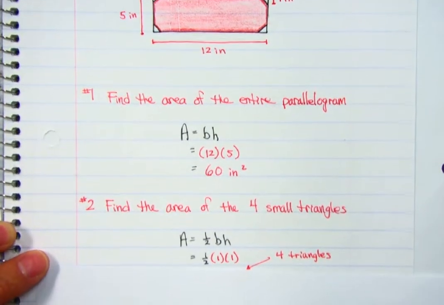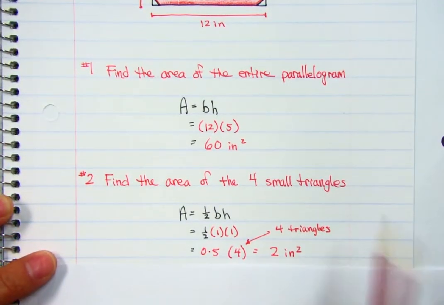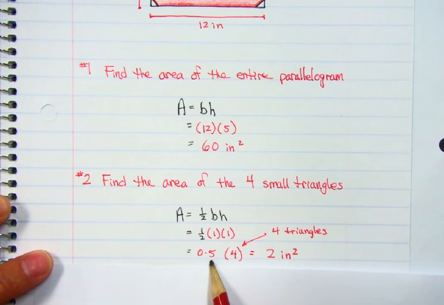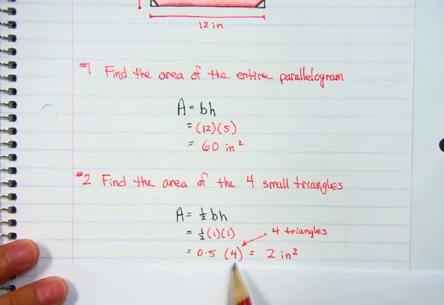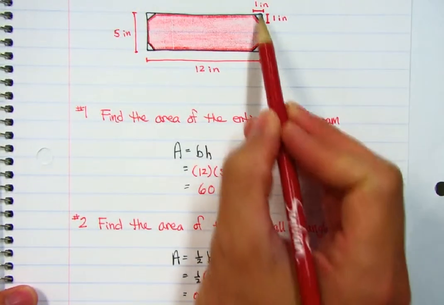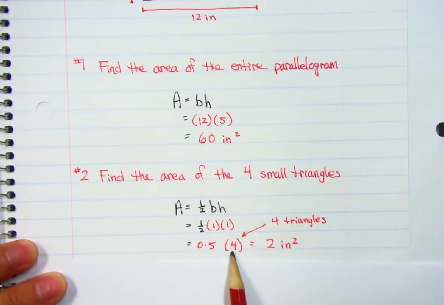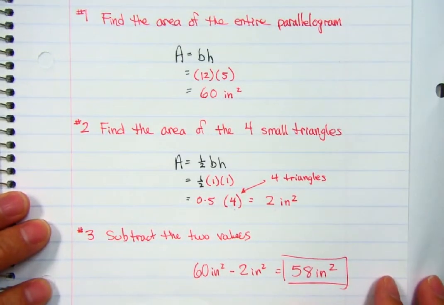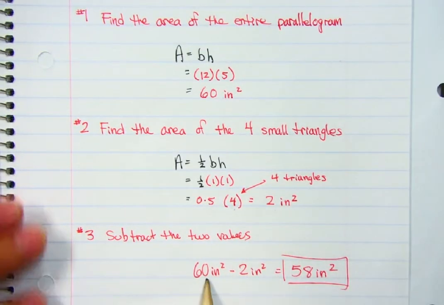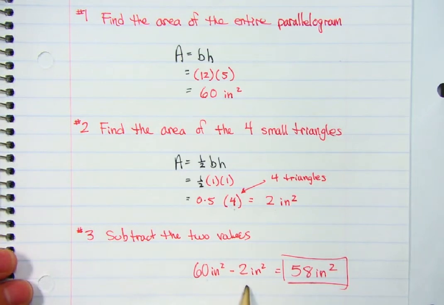So the area of one of the little triangles is going to be 0.5. Okay, half of a square inch, I should say. But I have 4 of them, right? Because I have 4 corners. 1, 2, 3, 4. So multiply by 4, I get 2 square inches. So my final answer is to then subtract those. I'm going to take the area of the parallelogram, subtract the area of the 4 little triangles, and I end up with the shaded area.